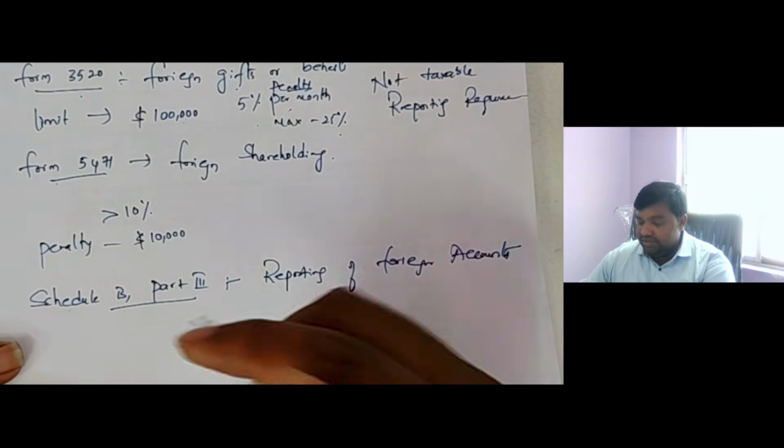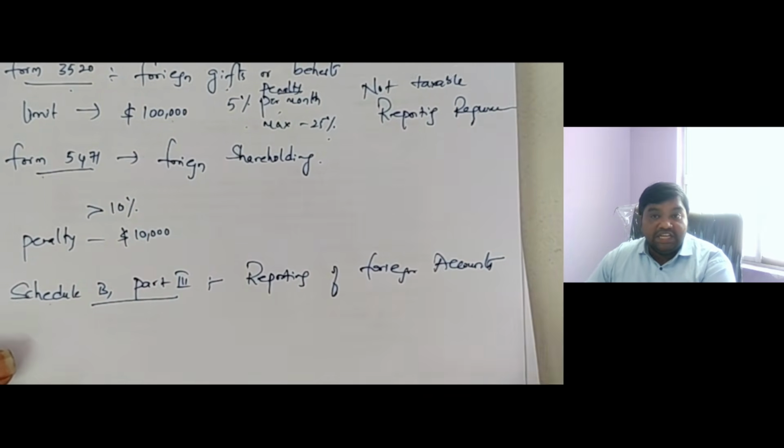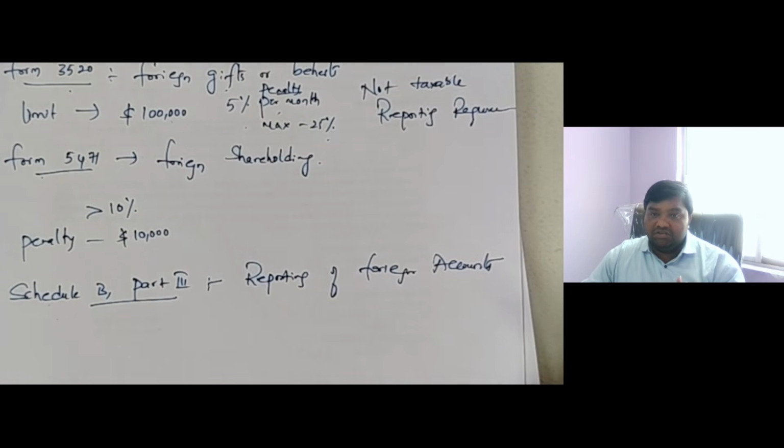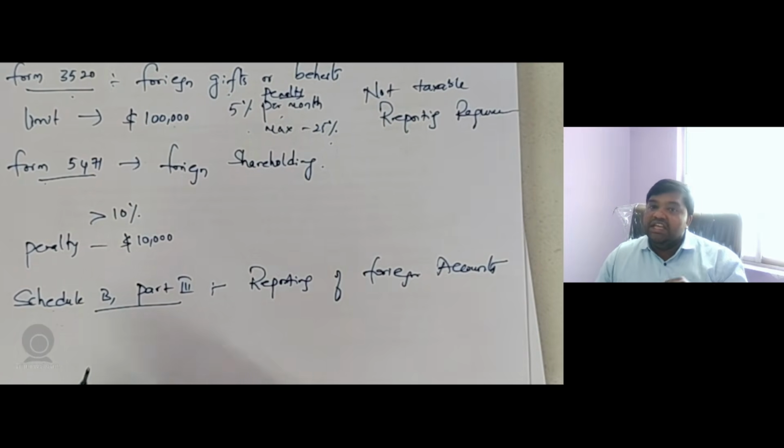So this is part of your form 1040. In Schedule B Part 3, if you are maintaining any foreign accounts, even though the balance is very less, even if you are not coming under FBAR reporting, 8938 etc., still you have to report, even though you are maintaining zero balance, that you are maintaining some foreign account. Let's say you are maintaining a Swiss account, that you have to disclose in your form 1040. This is your disclosure requirement. So this is all about your financial reporting.